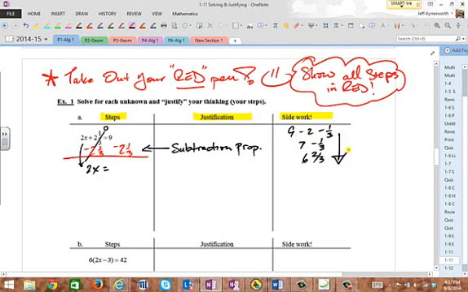And notice how I step it out. I've shown you this technique many times. And you get 6 2/3. So we're justifying as we go in the middle here, and we're showing our side work over here.